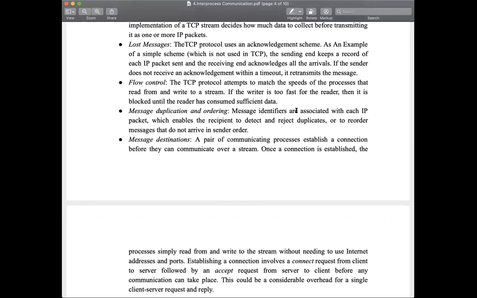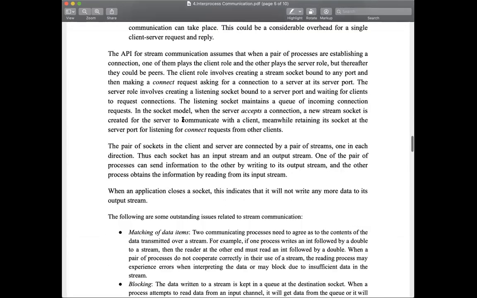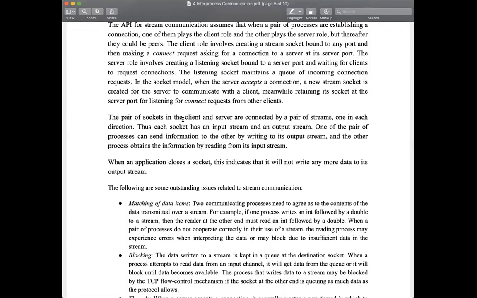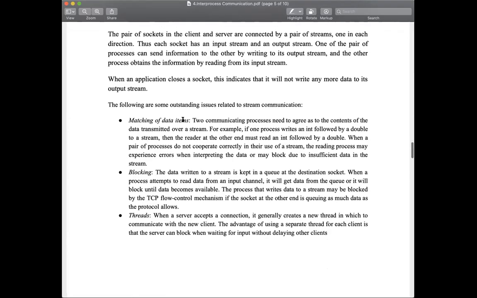So message identifiers are associated with the IP packets, recipient data object. So some information is there, right? So when you're talking about some issues that we are having with TCP, basically we are having some problems in matching data items, right?